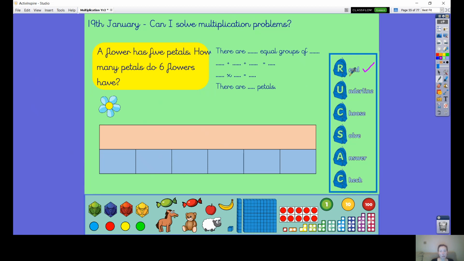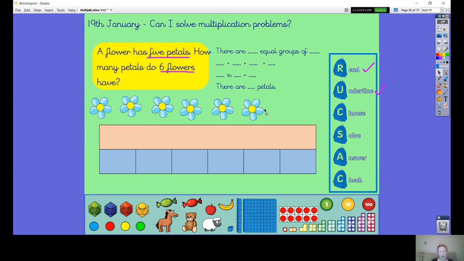Brilliant. So I'd already read it to you. Let's do the underlining bit. See whether you've got the same underlining as me. So I'm going to underline 5 petals. And here I've got a flower with 1, 2, 3, 4, 5 petals to help me. How many petals do 6 flowers need? Okay, so I've got one flower with 5 petals. I'm going to need 6 of them. So here we go. So moving them all away. 2, there's 3, 4, 5.